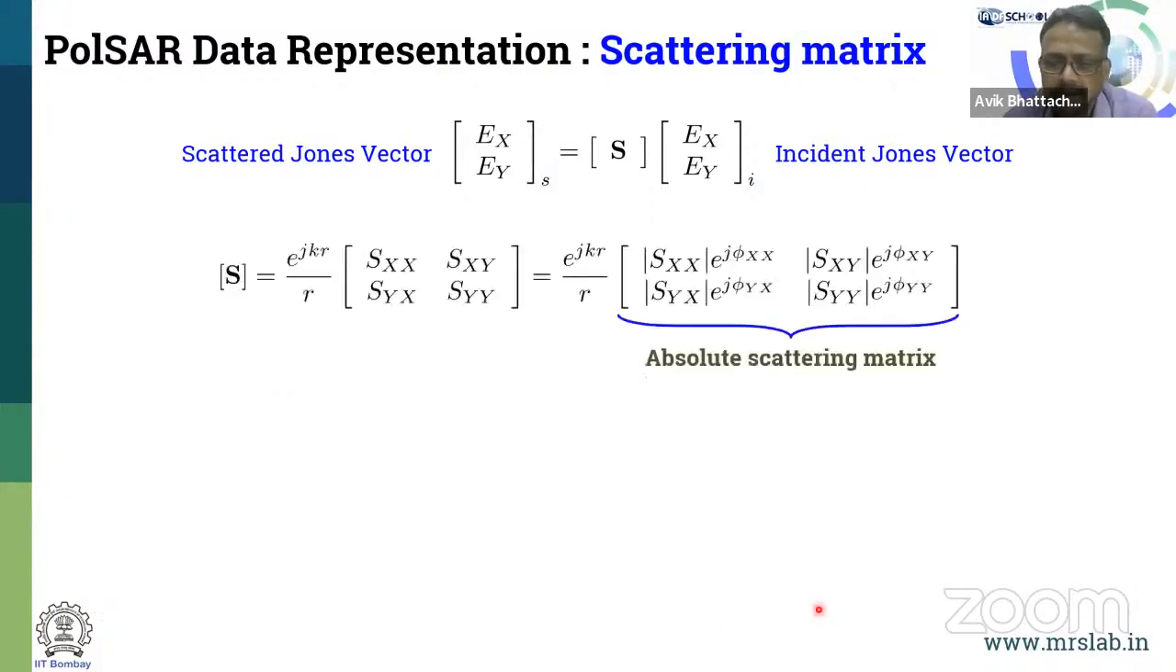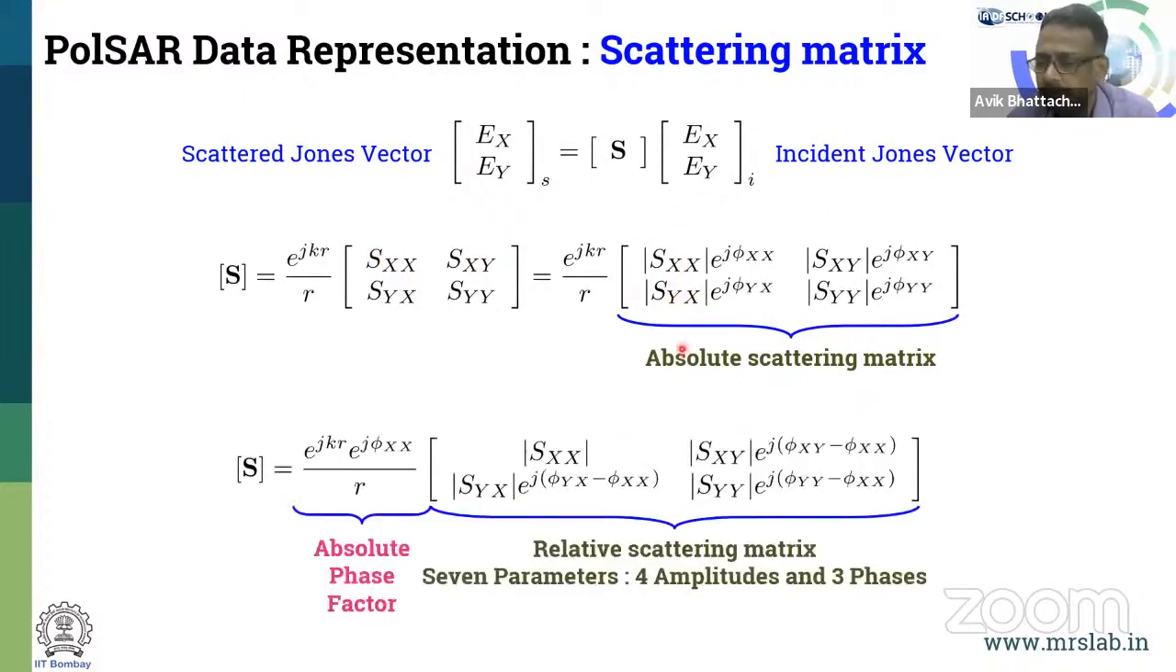Similarly, coming back to this, each one of them is a 2 cross 2 complex matrix. You can write them in terms of the amplitude and the phase. Without any loss of generality, you can take one of the phases outside, and you are left with 7 parameters, 4 in amplitude and 3 in phase. But these are now phase differences.